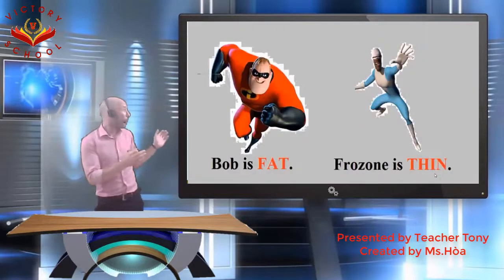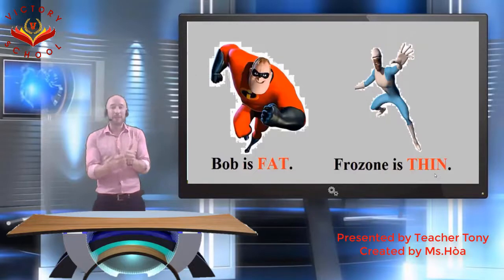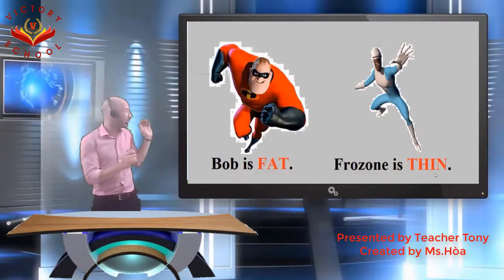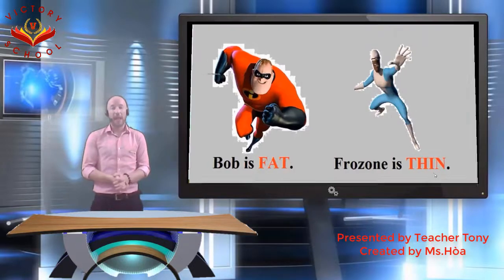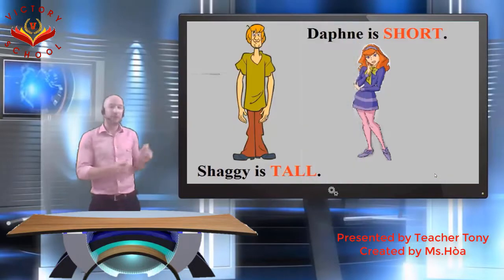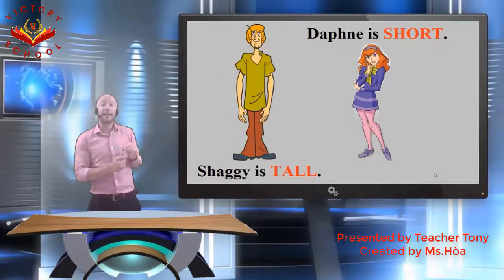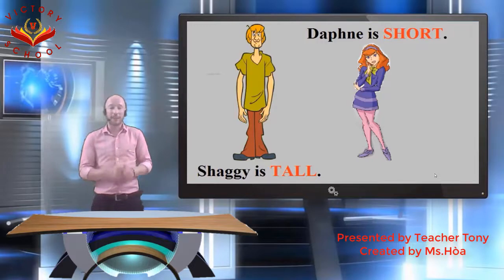And next characters, we had Bob and Frozen. Very good if you said Bob is fat and Frozen is thin. Thin. So very good if you said this. And last two characters were Shaggy and Daphne. Shaggy is tall. Daphne is short. So very good if you said this for these characters, okay? Well done.